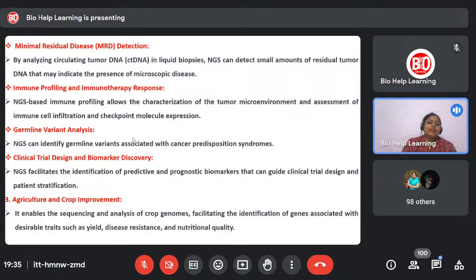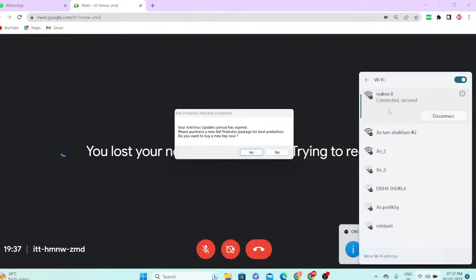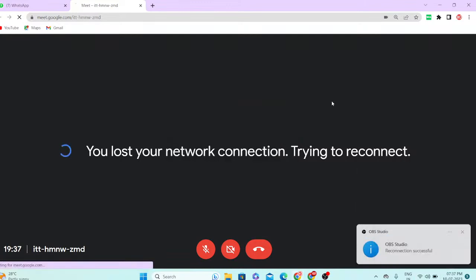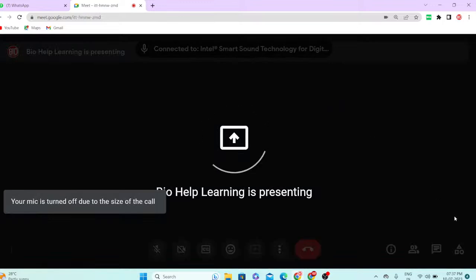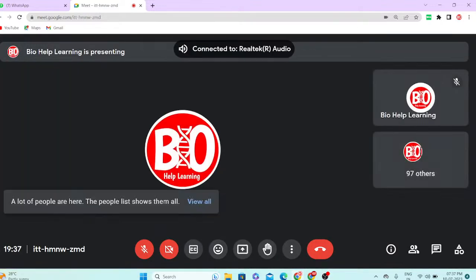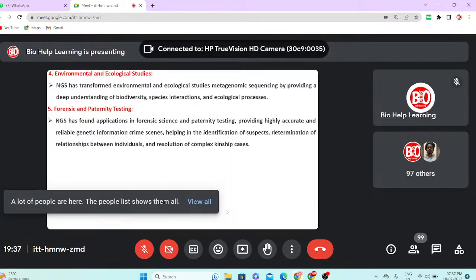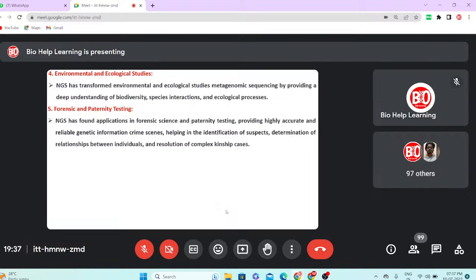Next important application is environmental genomics, where we perform NGS sequencing known as metagenomic sequencing. What they are doing is performing sequencing of isolated species, and based on that, they understand biodiversity, species interactions, and ecological processes.